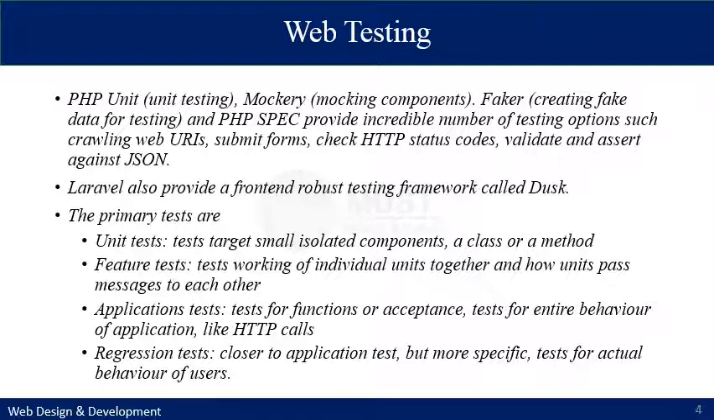The primary tests are unit test, feature test, application test, and regression test. Unit tests target small and isolated components such as a class or a method. Feature tests check the working of individual units together and how units pass messages to each other. Application tests, or acceptance tests, check the entire behavior of the application, like HTTP calls. Regression tests are closer to the application test but are more specific tests for actual behaviors of the users.